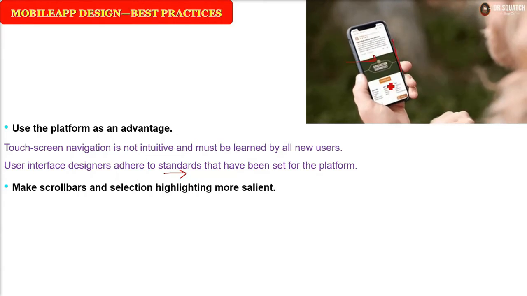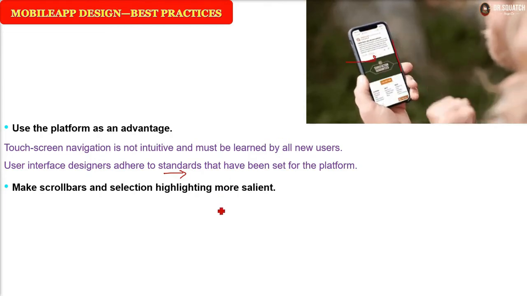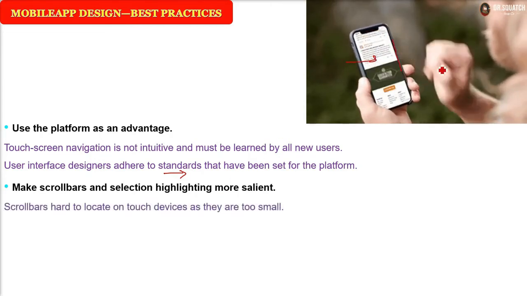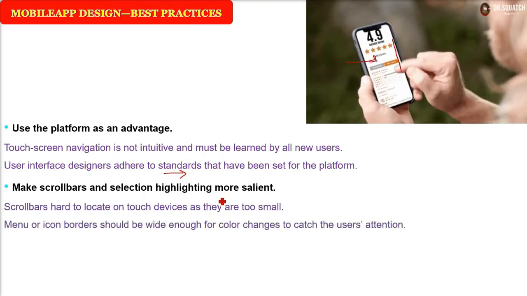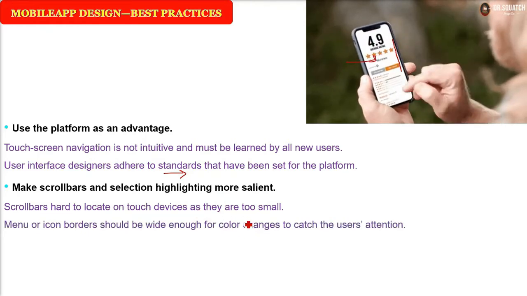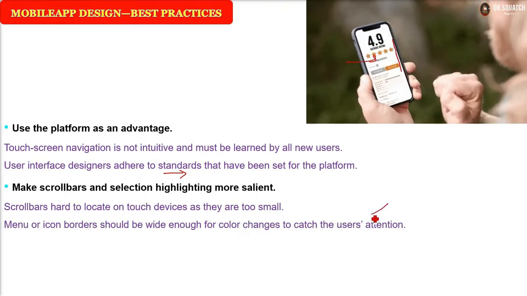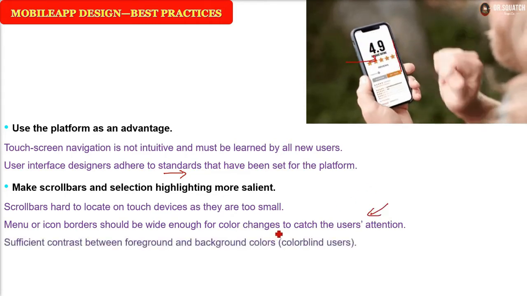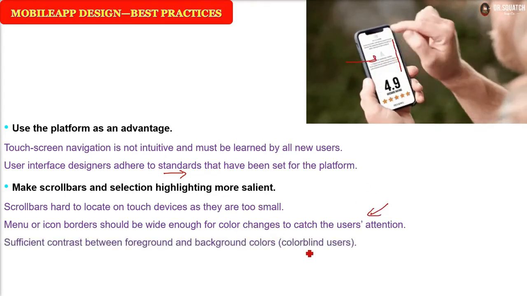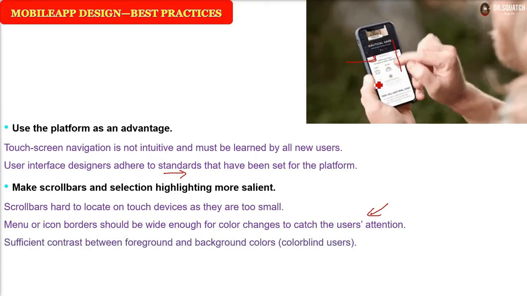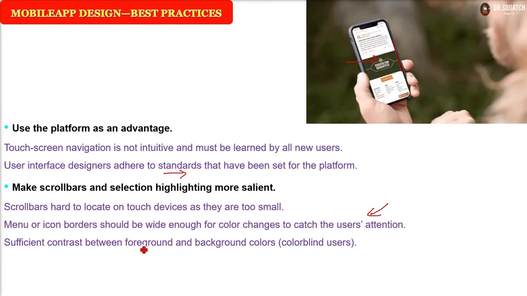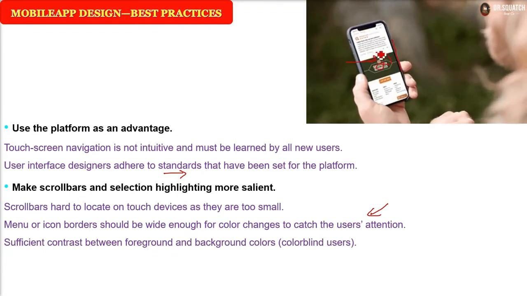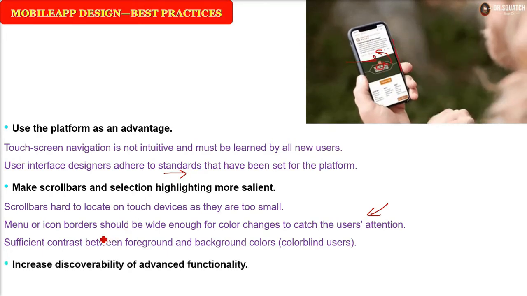You know, scroll bars are not meant for mobile use or the tablet. They are for your big screens. Scroll bars are very difficult to locate because on touch devices, the screens are very small. Menu or icon borders should be wide enough for the color changes because you want the user's attention. For different people, for example, we have colorblind people. So you need to give sufficient contrast between colors in the foreground and the background, because you will be able to understand the other majority people who want to use it.